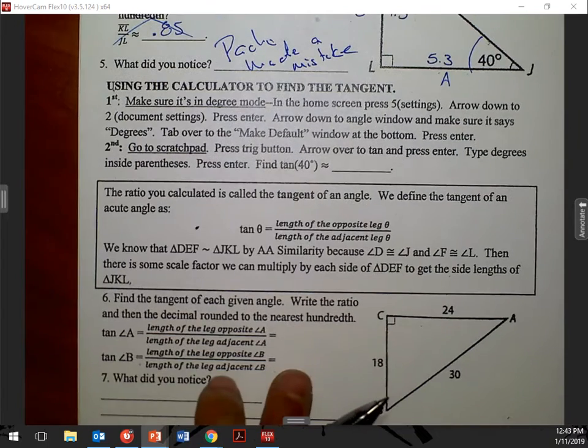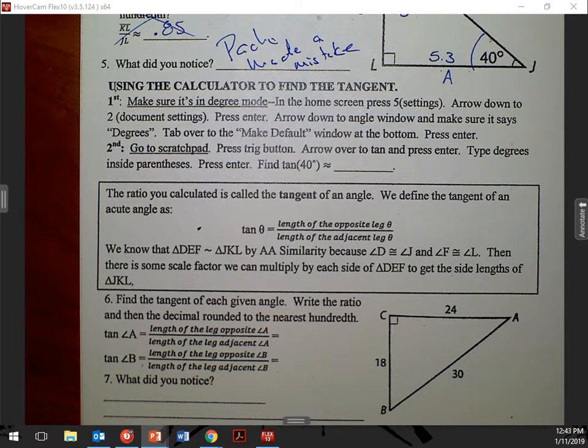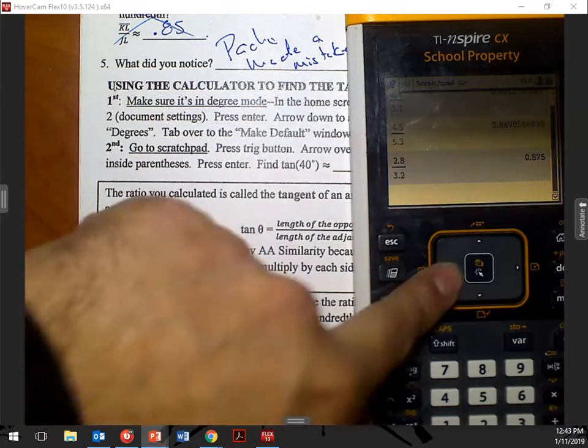Alright, use the calculator, find the tangent. So instead of using the ruler, and trying to guess what these triangles are supposed to be, perfect, and they're not. Okay, make sure it's in degree mode. So now I'm going to show you guys the calculator. I'm gonna try to at least.